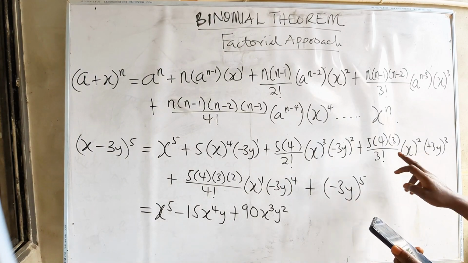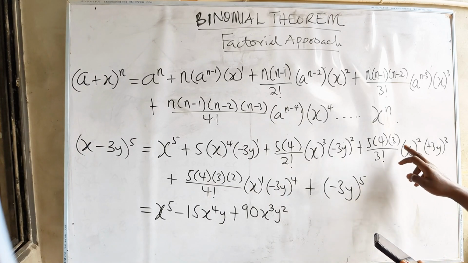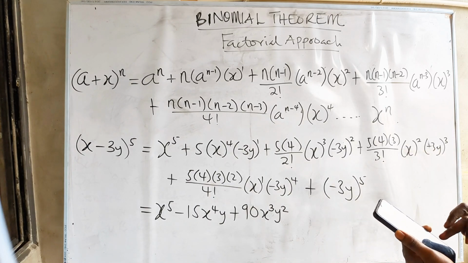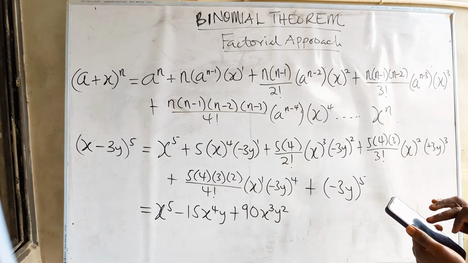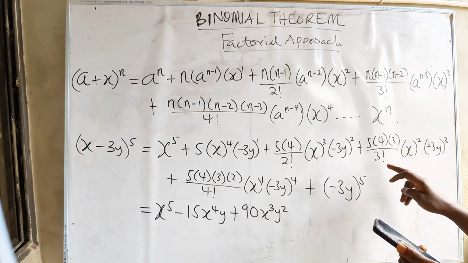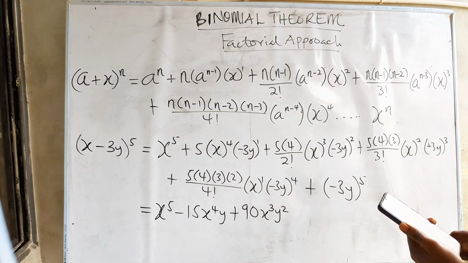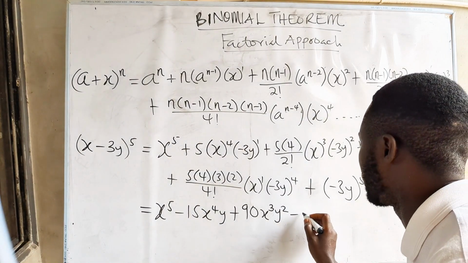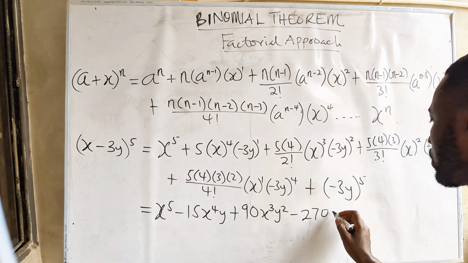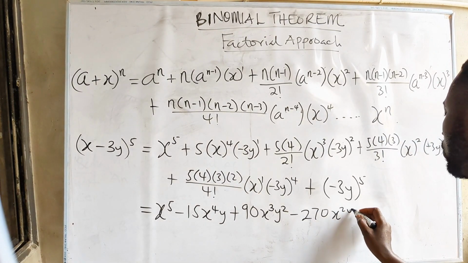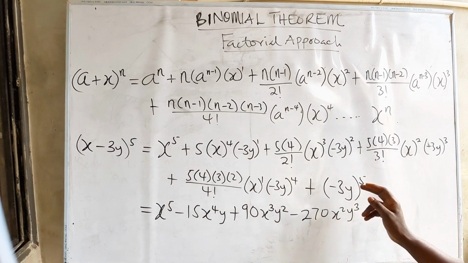We will have 5 times 4 times 3 times what? Times negative 3 cubed divided by 3 factorial, which is 3 times 2 times 1. That is minus 270 x squared y cubed. Minus 270 x squared y cubed.